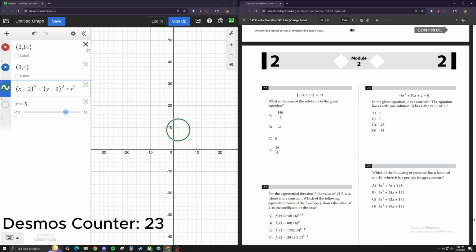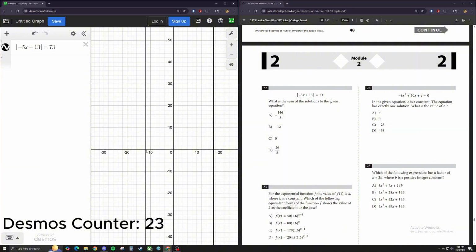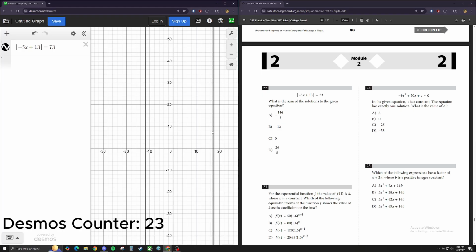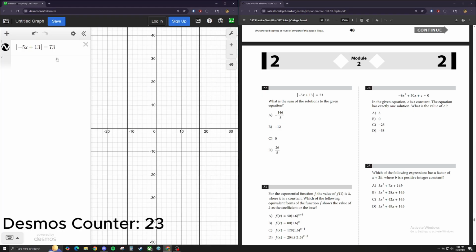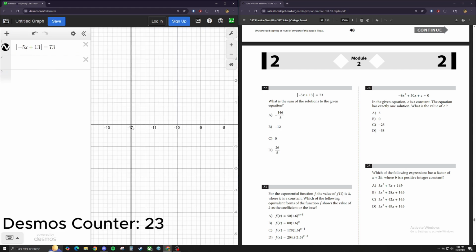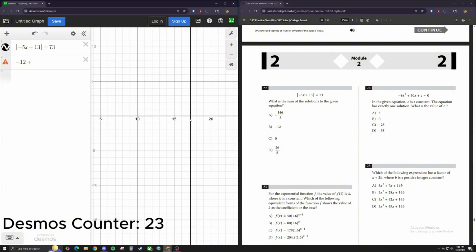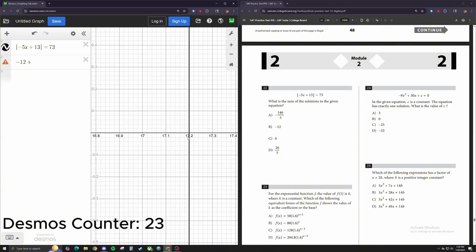What is the sum of the solutions? Okay, Desmos does absolute values. So just put in those bars there, negative 5x plus 13 equals 73. These are your answers. What is the sum of the solutions? Okay, well, you know that these horizontal bars are your answer. So you have negative 12 on this side, and on this side, you have 17.2, which is 5.2. Turn this to a decimal, it's 26 over 5. It's D.